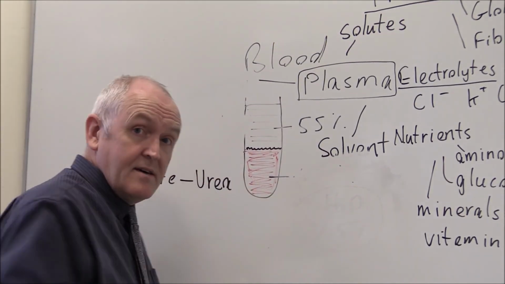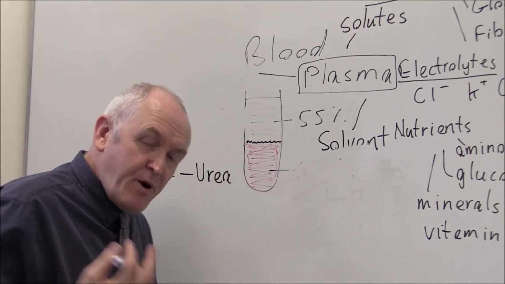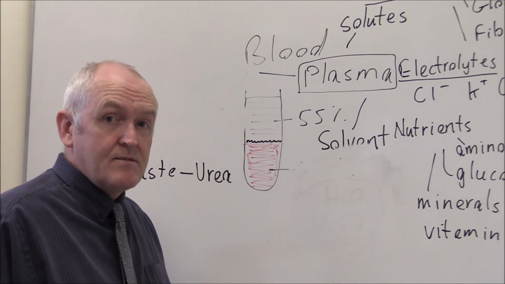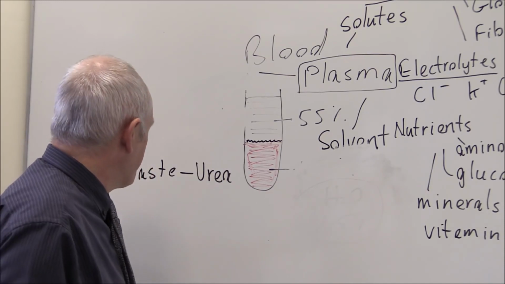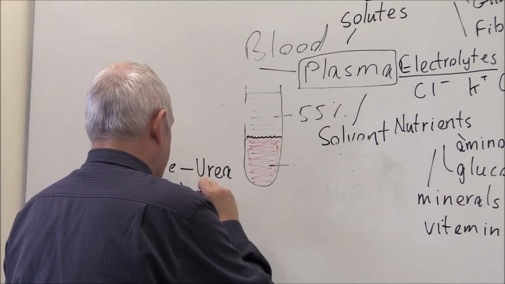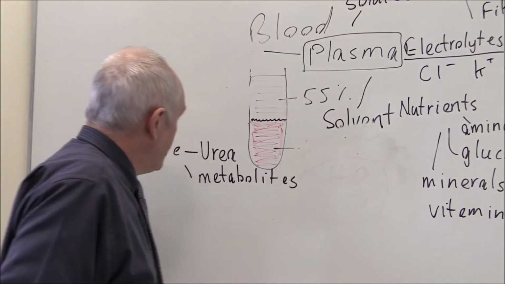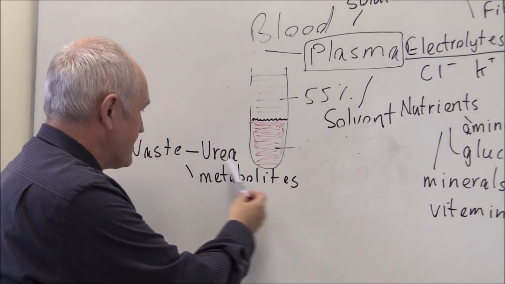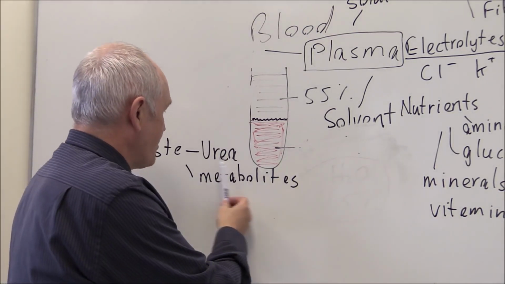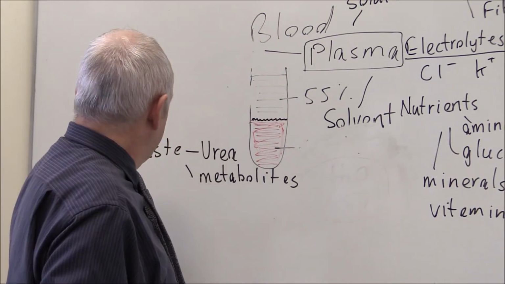And urea is highly soluble, it's produced by the liver, and its purpose is to carry nitrogen waste from the liver to the kidneys where it can be excreted. And also the liver is going to break down toxins into metabolites. And the metabolites are breakdown products of larger molecules, and the liver makes them more soluble, again, so they can be readily excreted in the urine.